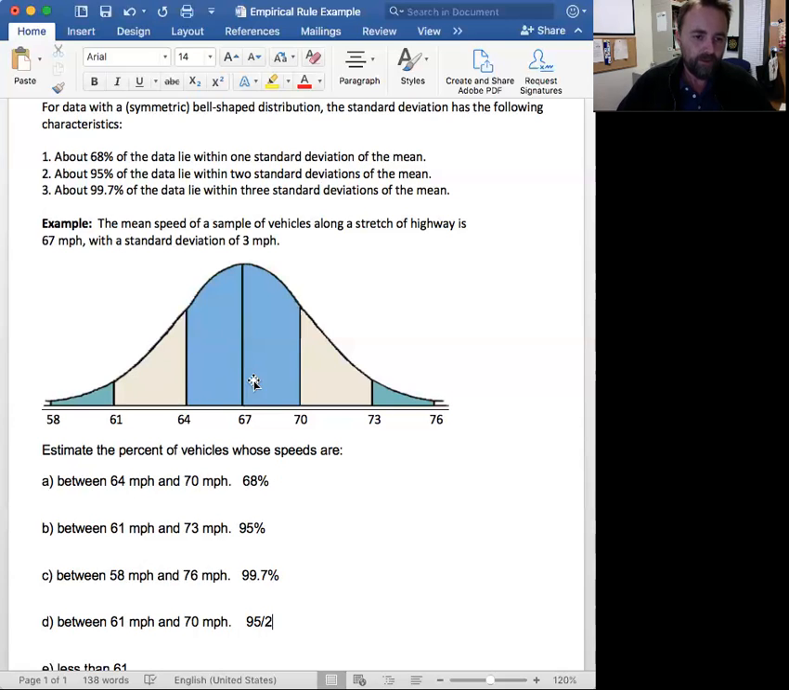Now, how about this part? That's the other part, between 67 and 70. That is half of the whole blue area, which is 68%. So this area is 68 divided by 2. And what I'm doing is adding those two together. So this first piece is that area, the second piece is this area, and that gives me the entire thing from 61 to 70.